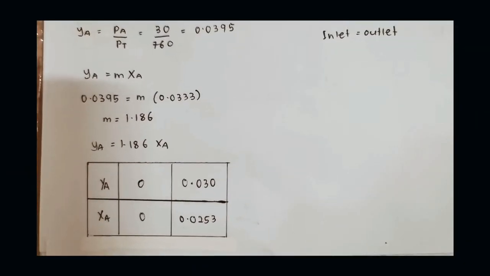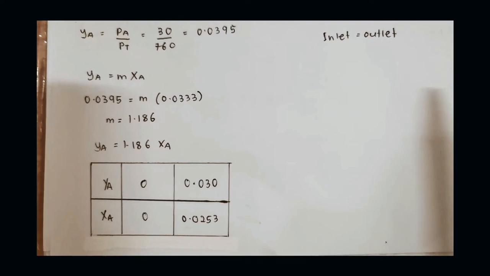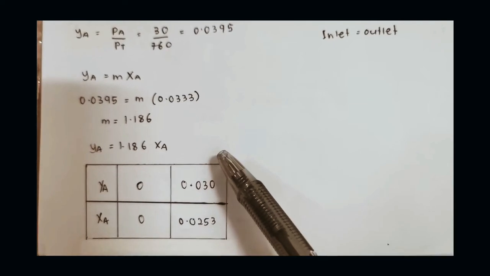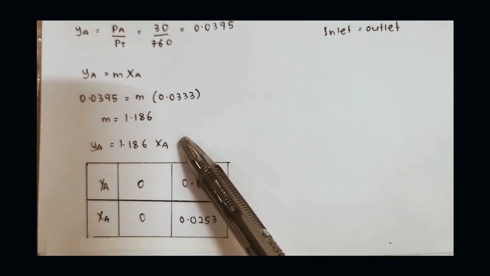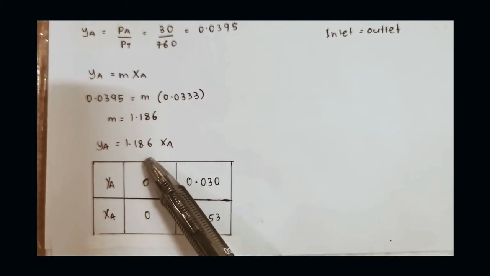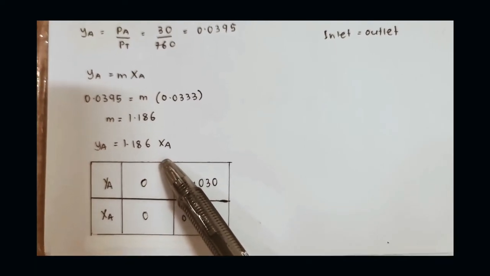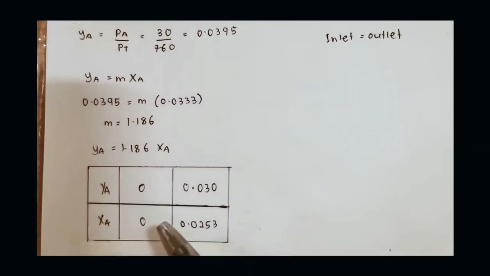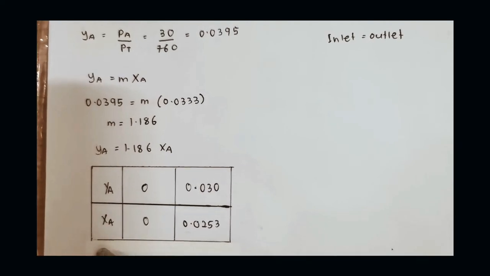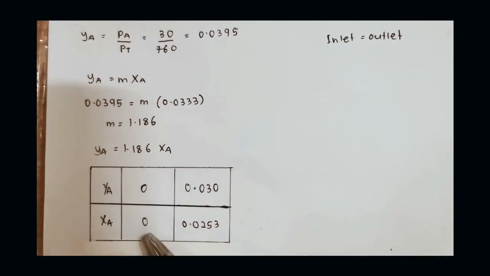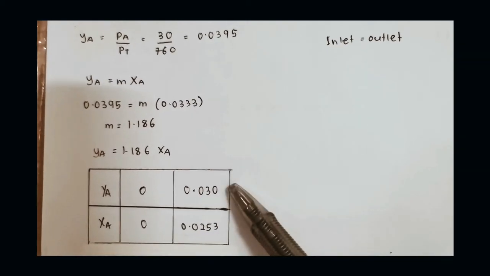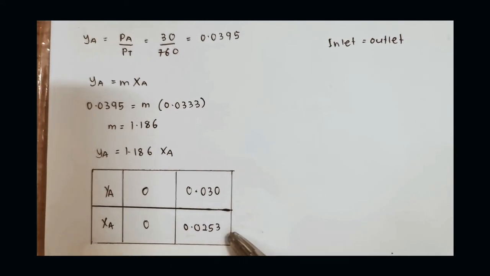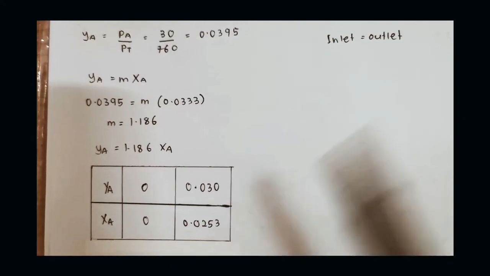It's stated in the question that the gradient for equilibrium line is 1.186. So M equals 1.186, and the linear relation to find the equilibrium line is YA equals 1.186 XA. So we just have to find 2 points to construct the equilibrium line, YA and XA. For the first point, I use 0, so the XA also gets 0, and for the second point I use 0.03 as YA, and for XA I got 0.0253.